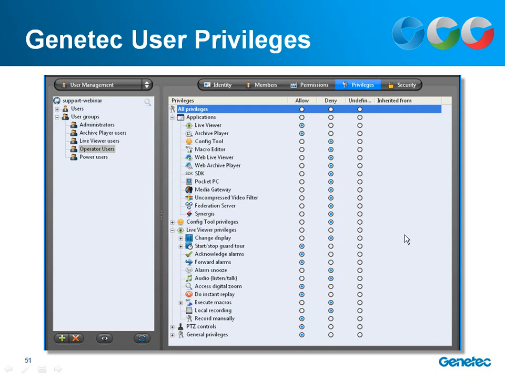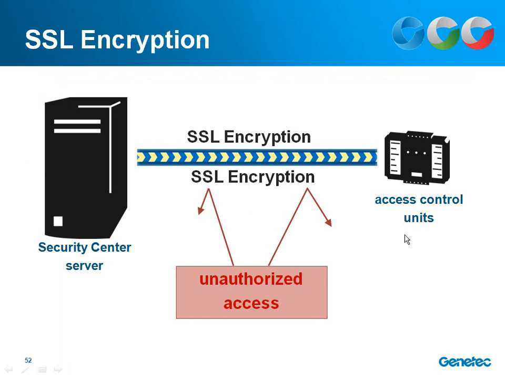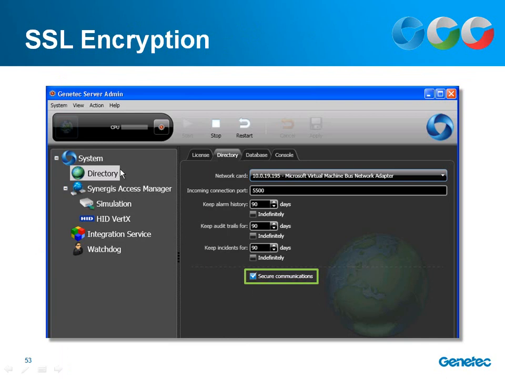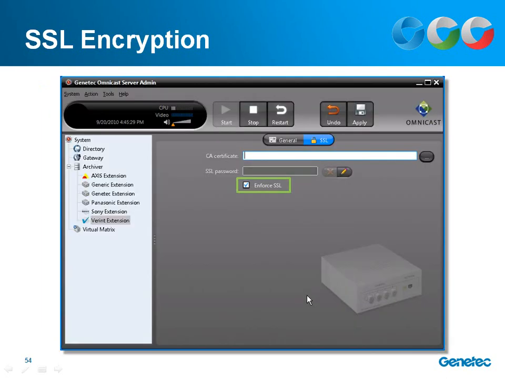The next subject I would like to discuss is SSL encryption, which can prevent data in transit from being read by outside sources. This can be used in all communication done in Security Center between the server and the units, and can be enabled in the server admin by clicking on the directory service, going to the directory tab, and then putting a check mark on the box next to Secure Communications. Please note that the video being imported from Omnicast is not encrypted. However, within Omnicast, communication with units using the Variant extension can benefit from SSL encryption.